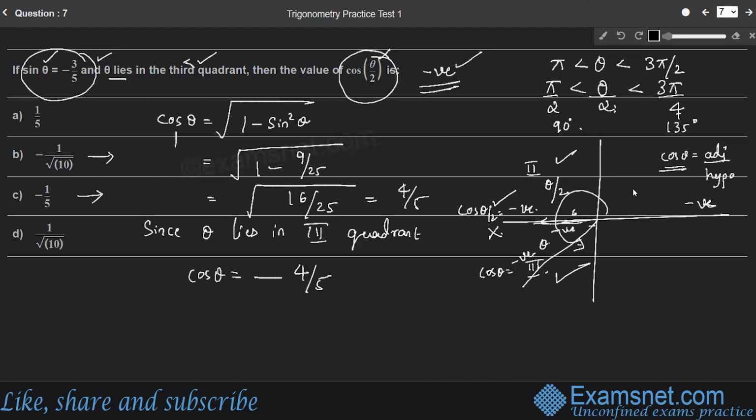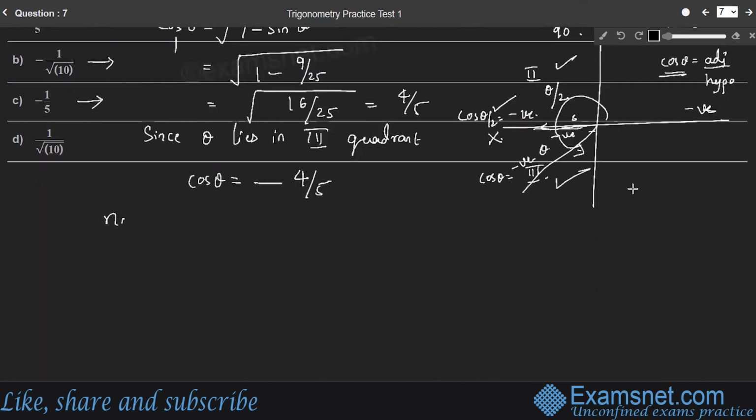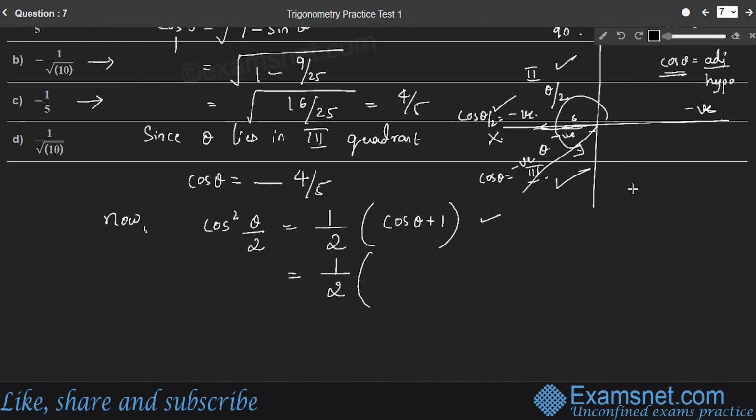So how to find cos theta by 2? So now let us consider a formula. So cos square theta by 2 is always 1 by 2 into cos theta plus 1. A standard formula which is very important to find cos theta by 2, right? So since cos square theta by 2 is the RHS part, substitute the value of cos theta, which is minus 4 by 5 plus 1, right?